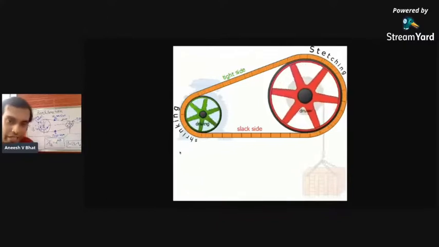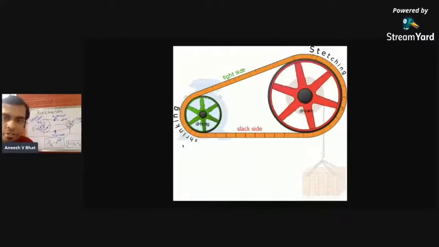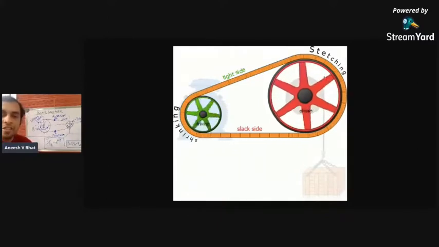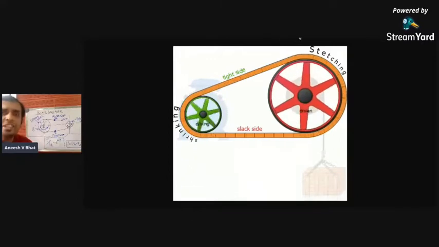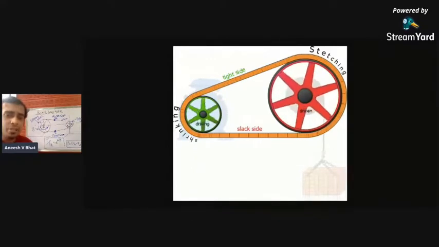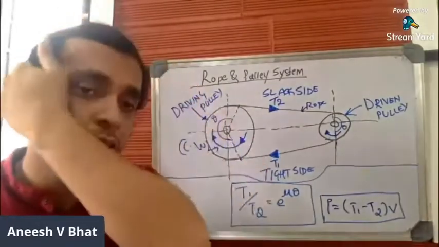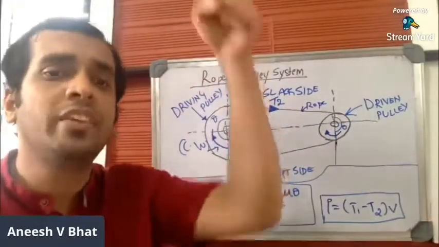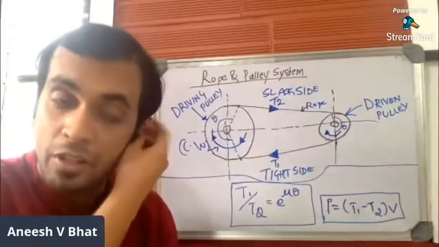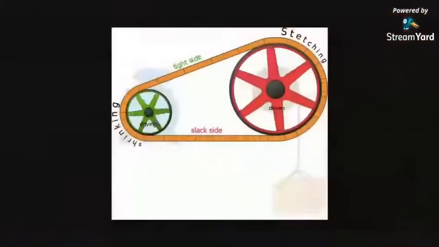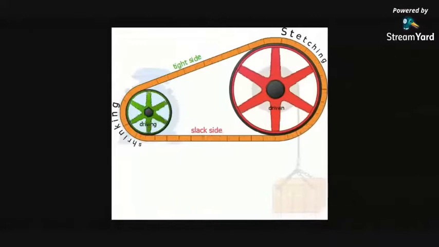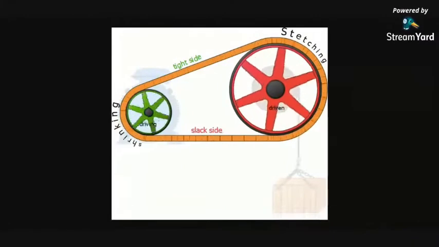As you can observe here, driving pulley is connected to a motor or a shaft, and driven pulley is not connected to a motor. And this particular arrangement is usually used in power transmission, or to lift heavy objects, as you can see in this particular slide. You can see a box is being lifted upwards with the help of the driven pulley.